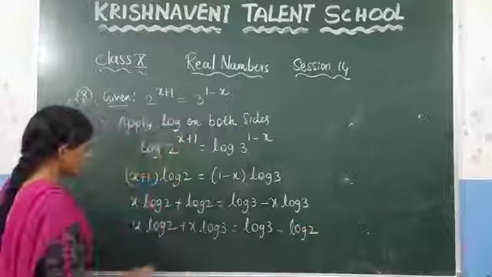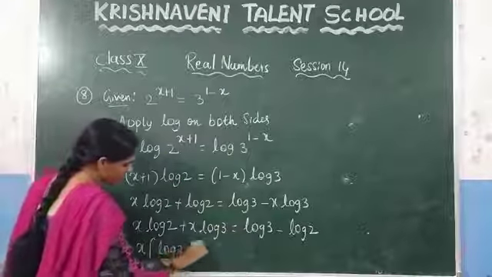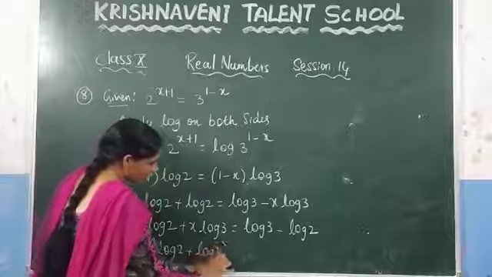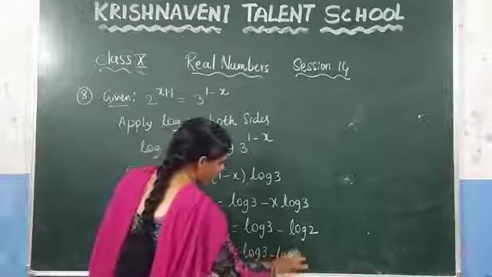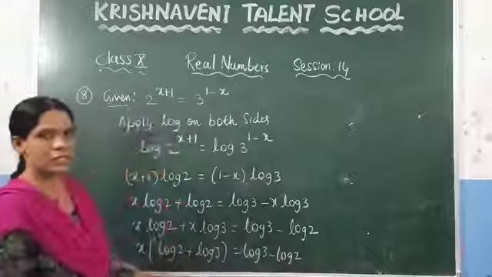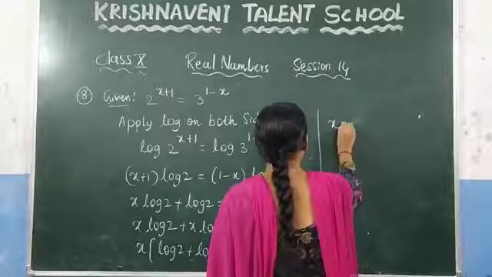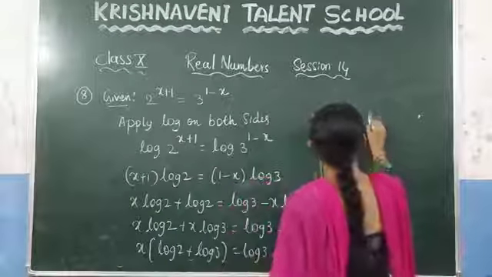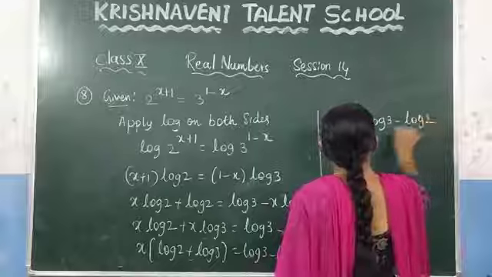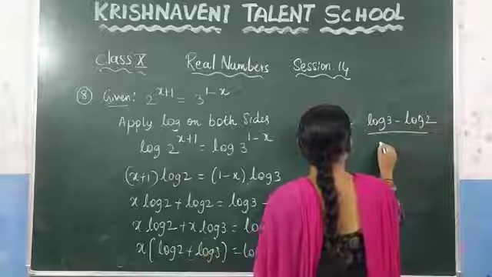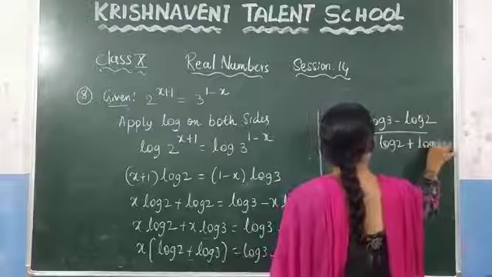Now in this you can take x common. If you take x common, what is left out here? Log 2 plus log 3. Here what is there? Log 3 minus log 2. Now take this value to this side. So what will it become? It will become division. Since on the left hand side we are doing the multiplication, what will we get here? Log 3 minus log 2 by, if you take this one to this side, what will it become? Log 2 plus log 3.